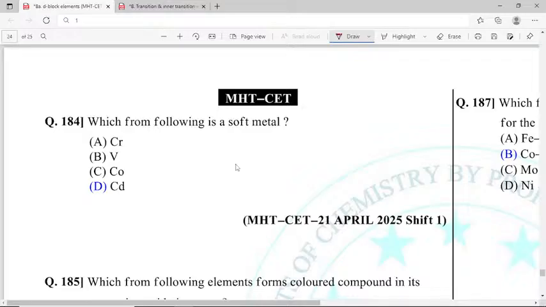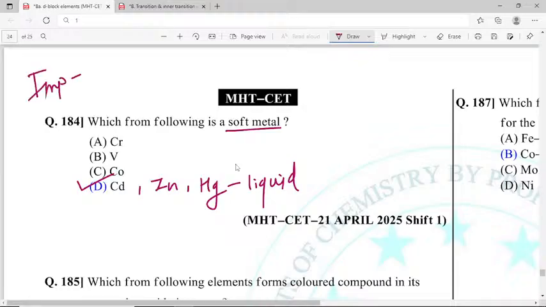Which from following is a soft metal? Again a very important question. Zinc, cadmium and mercury. Mercury is a liquid, soft metal. Important question for 2026 exam.